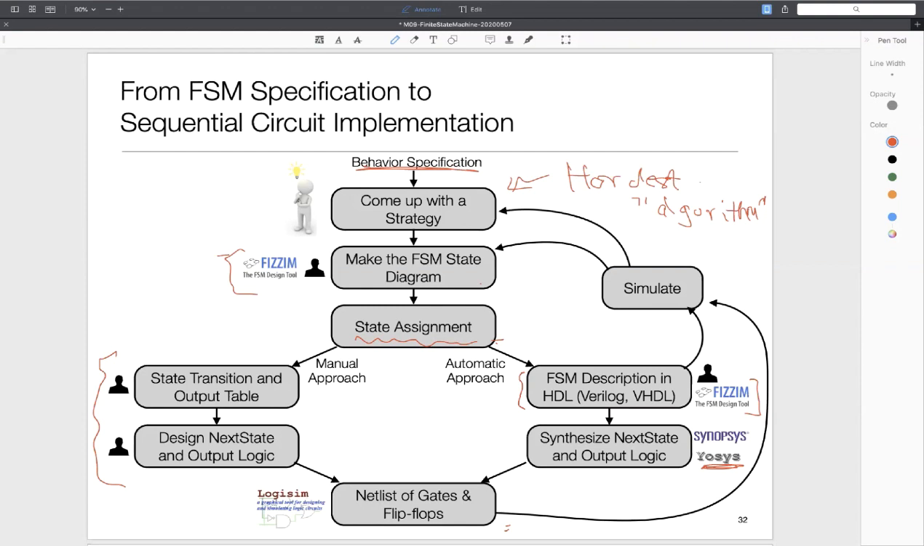We are going to spend some time now. We have seen examples of going from behavior to strategy to state diagram. Now we are going to spend our time looking at what happens on this part, really this part. We are going to spend our time here.